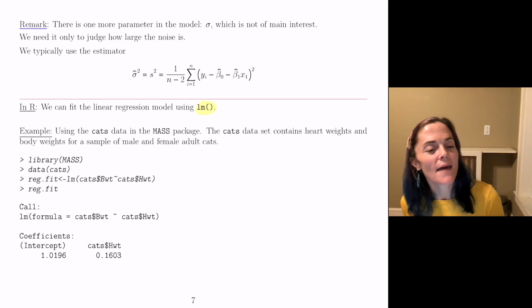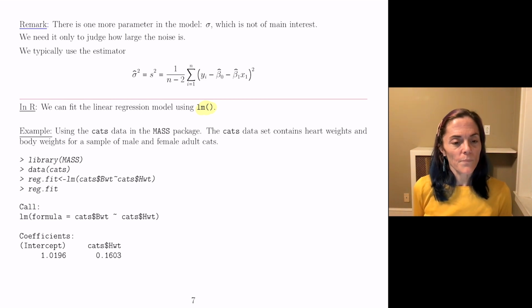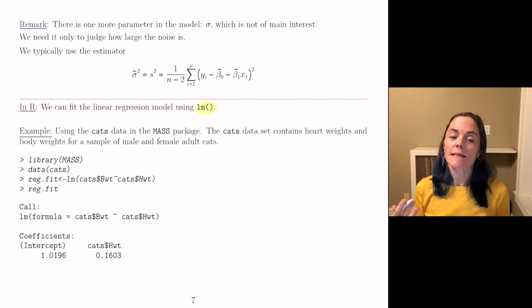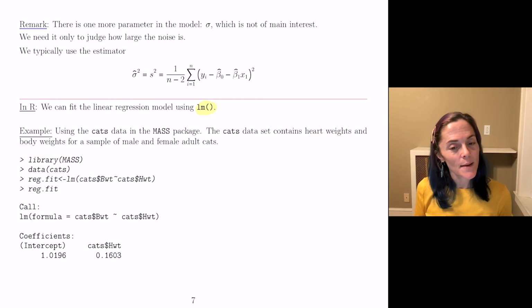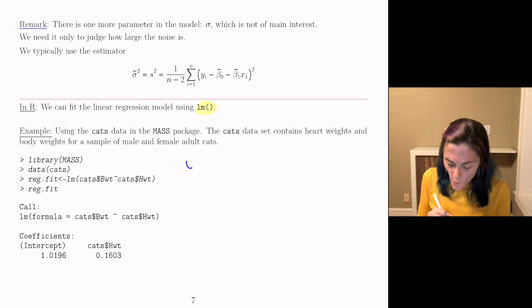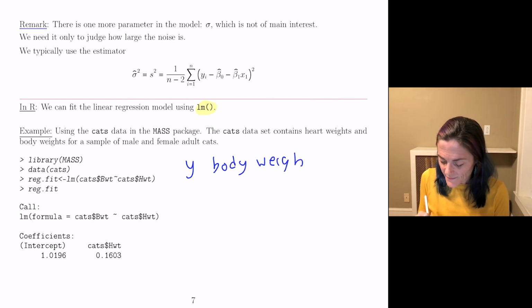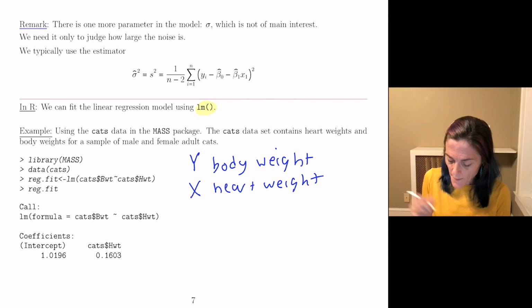So let me just show you the output of this linear model on this cats data. We've worked with this on a homework this semester. It's in the MASS package. This cats data contains heart weights and body weights for a sample of male and female adult cats. So the Y is the body weight. And the X is the heart weight. Maybe I'll make them capital.